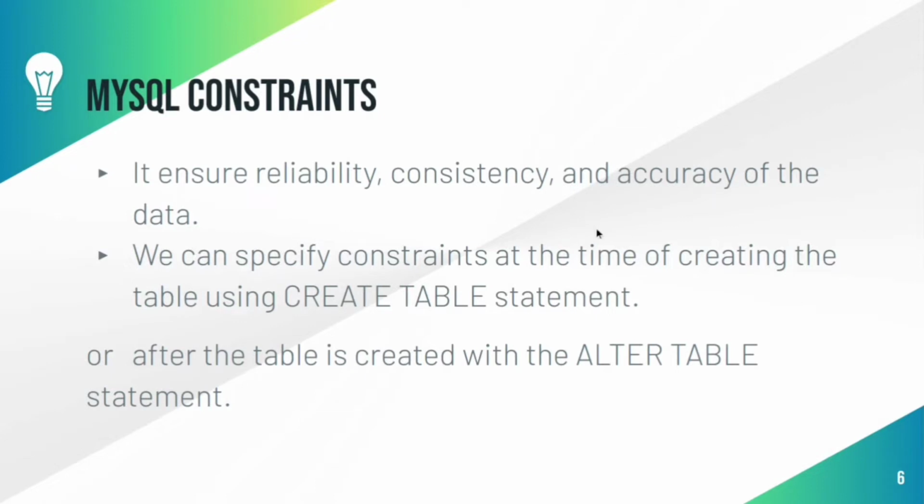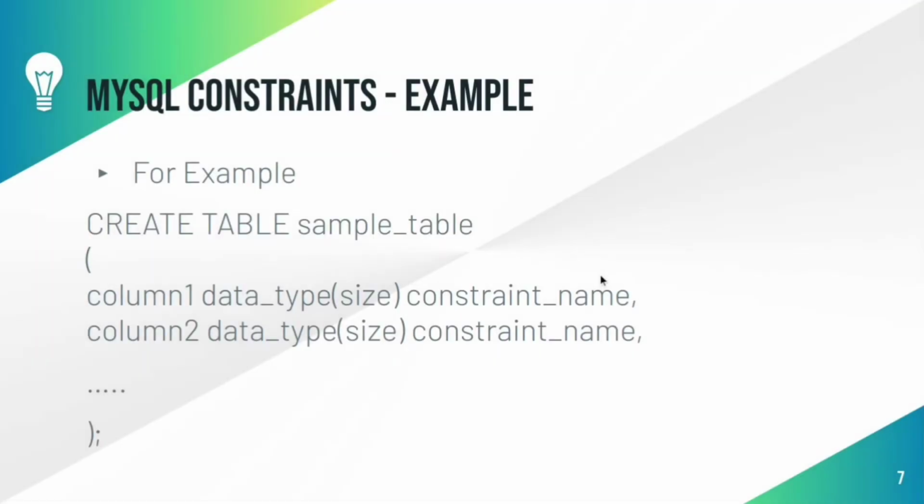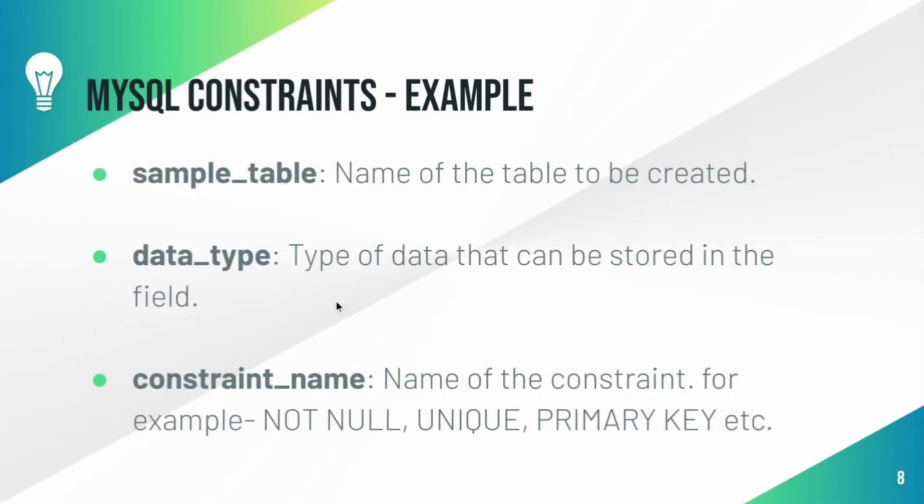It ensures reliability and consistency, and we can specify a constraint at the time of creating the table using the create table statement. A constraint in MySQL is used to specify rules that allow or restrict what values will be stored in a table. For example, create table sample table, which is the table name, column 1 data type and size, and constraint name. Like this, column 2 data type. Here sample table is the name of the table, and the data type is the type of data that can be stored in the field. And the constraint name, for example, not null constraint, unique constraint, primary constraint.